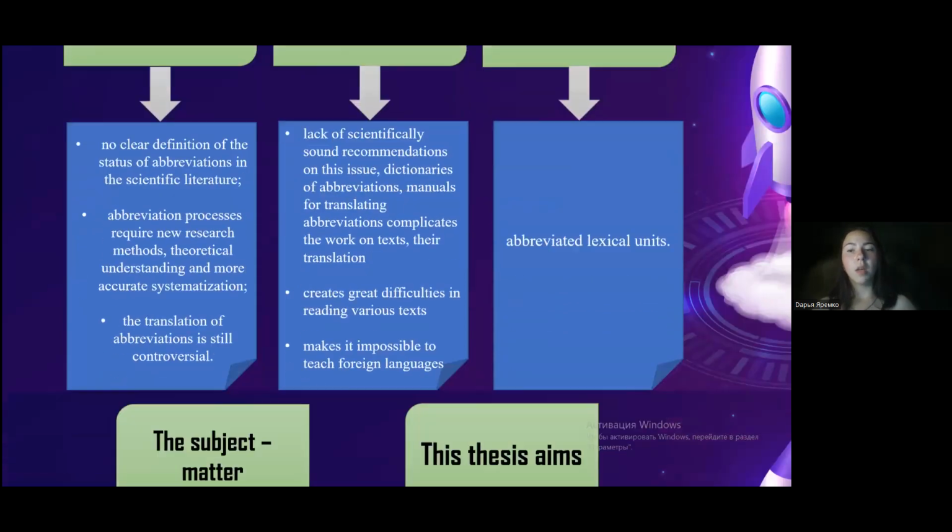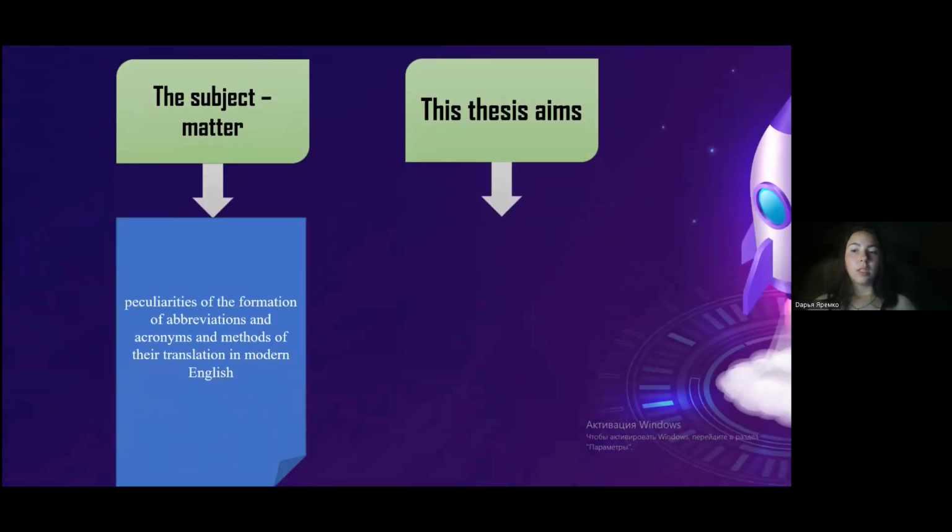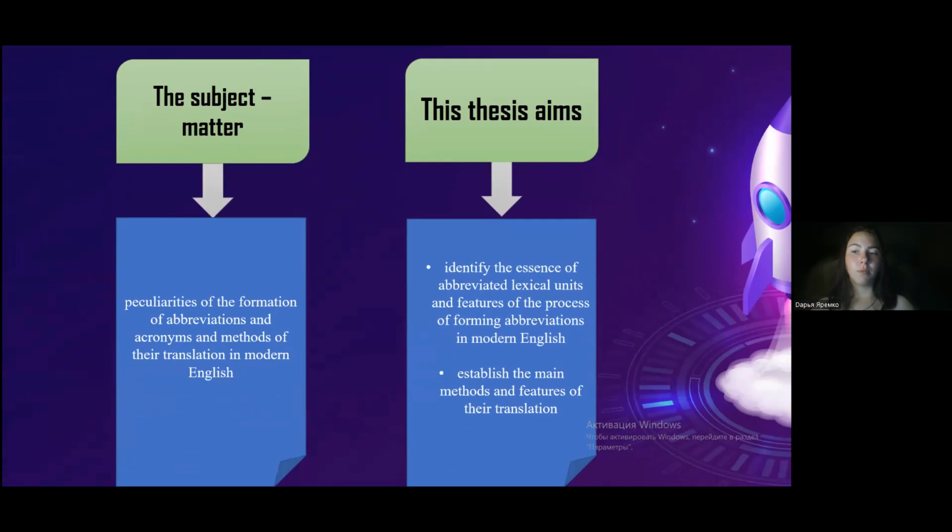Next slide, please. The subject matter is peculiarities of the formation of abbreviations and acronyms and methods of their translation in modern English, in particular in the field of aviation. The aim of the research is to identify the essence of abbreviated lexical units and features of the process of forming abbreviations in modern English and to establish the main methods and features of their translation, in particular in the field of aviation.